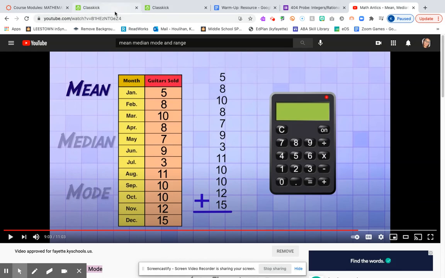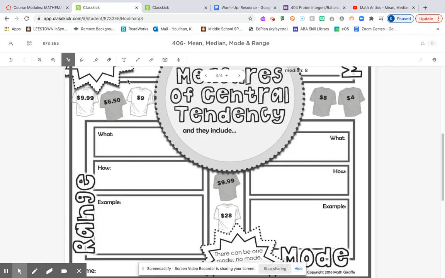Let's go back and let's do mode, okay? So what was mode? Mode is the most. How are we going to find it? We are just going to look at our data.